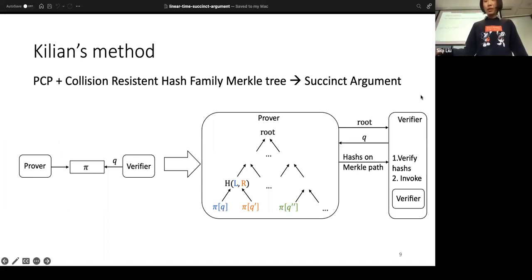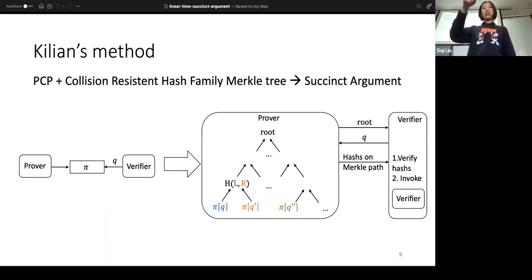Then the verifier sends the query to the prover as before in the PCP protocol, and the prover replies with the hash path on the Merkle tree, the path in this tree that goes down to the query the verifier is interested in. Finally, the verifier checks that this is a valid Merkle path, and then invokes the PCP verifier on the query answer and outputs a decision. So that is Kilian's method: basically using this Merkle tree as the commitment. Is this method clear?